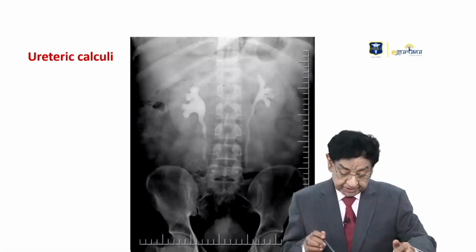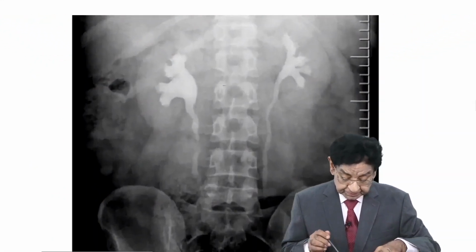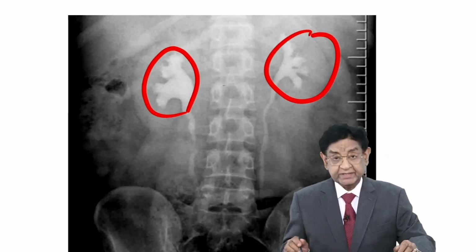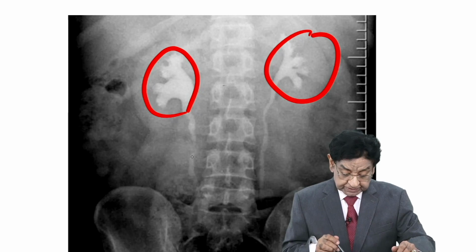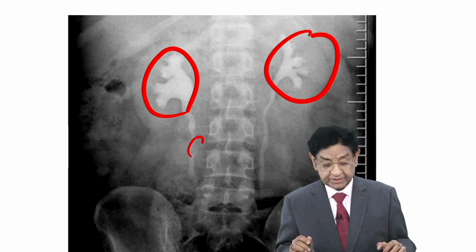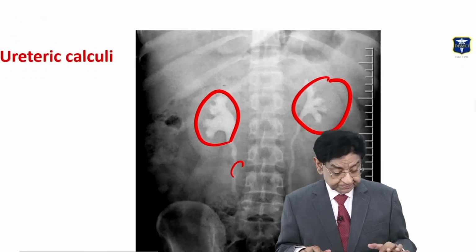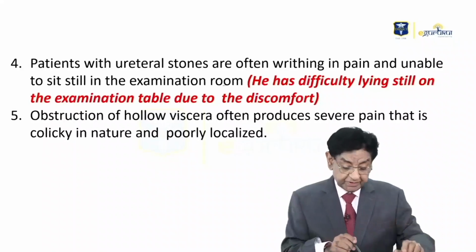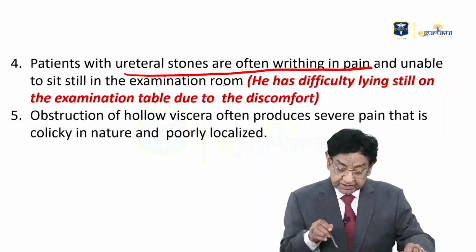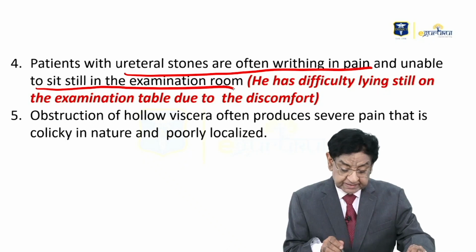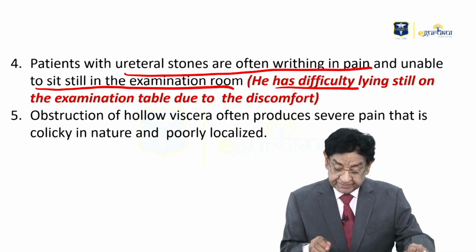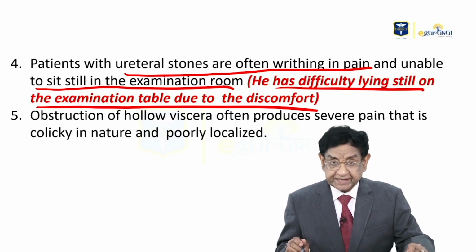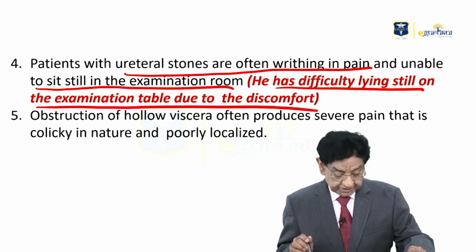Well, you can see ureteric calculi and it has led to hydronephrosis also. You can see, compare the size of calyces on both sides. Some stone is there which is causing hydronephrotic changes. Okay. Patients with ureter stone are often writhing in pain and are unable to sit still in the examination room. Our patient has difficulty lying still on the examination table due to the discomfort. Again, an additional feature which really supports ureteric stone.